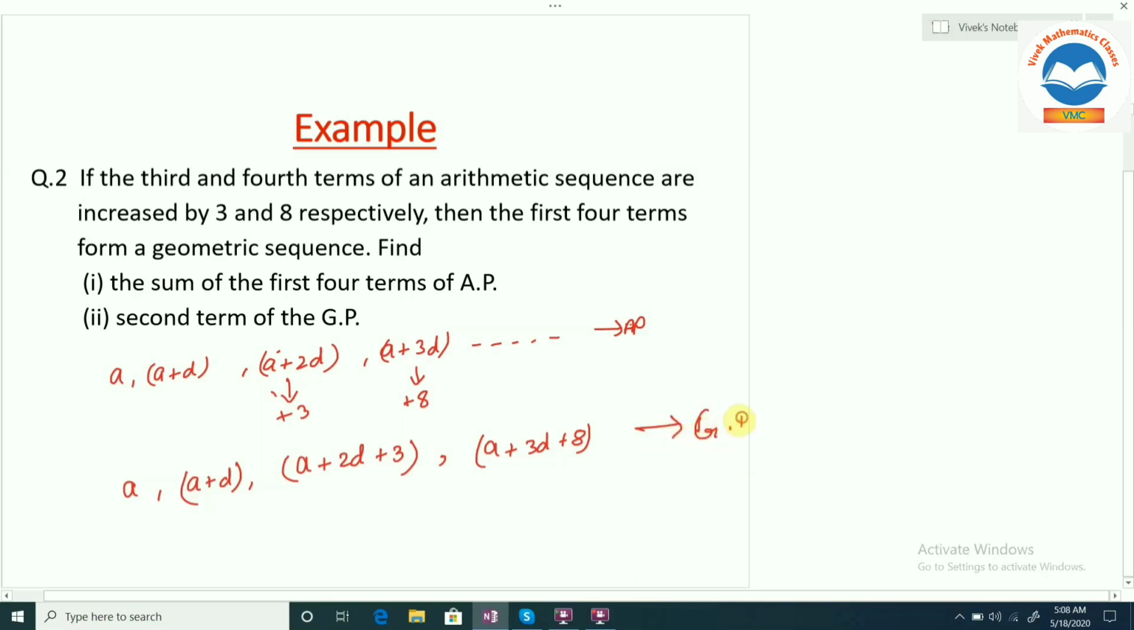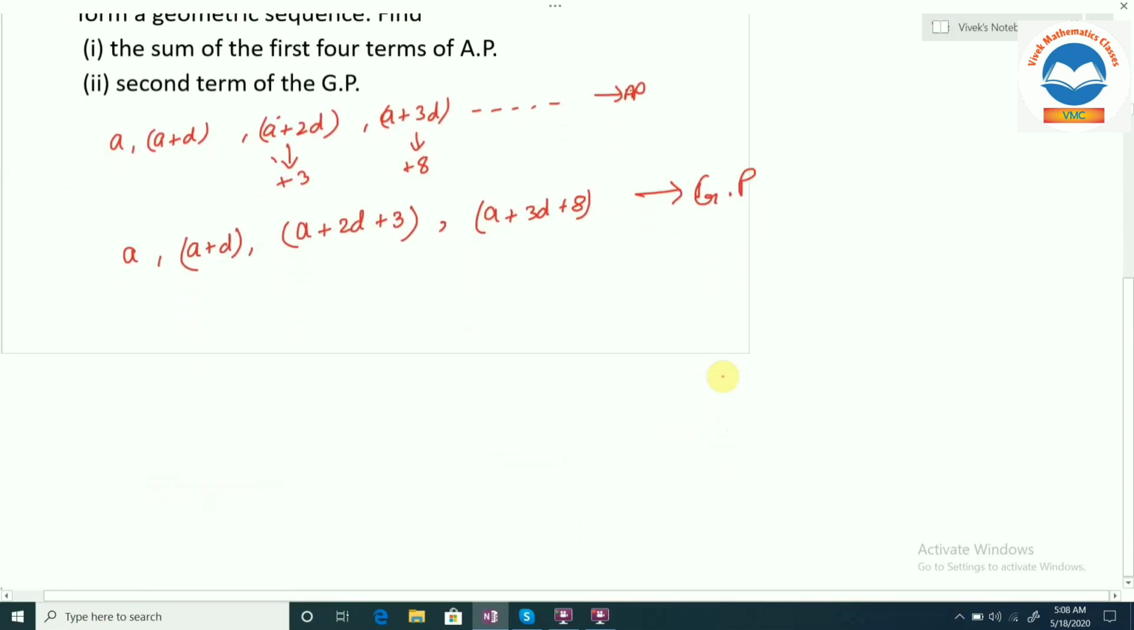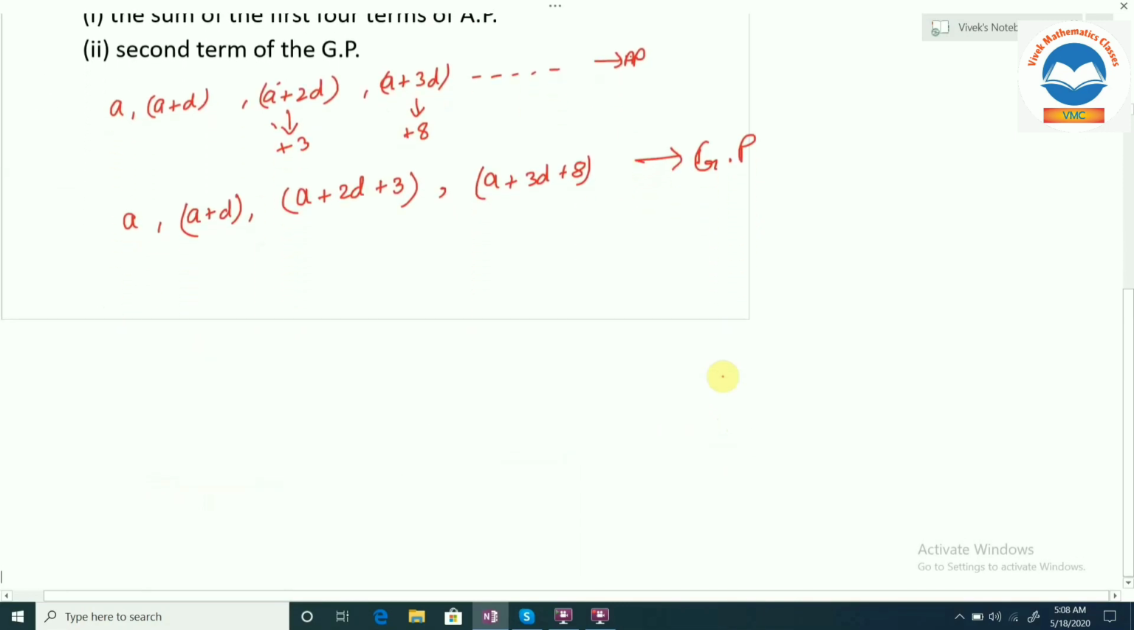Okay. If they are in GP, then we can apply the GP rule. What is the GP rule? The ratio of two consecutive terms should be equal to the common ratio. Okay. So we will write the ratio of T2 by T1. It means A plus D divided by A will be equal to A plus 2D plus 3 divided by A plus D, and this will be equal to A plus 3D plus 8 divided by A plus 2D plus 3. So from here we will get two equations and find A and D values.